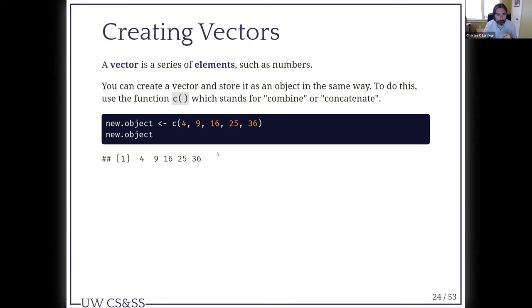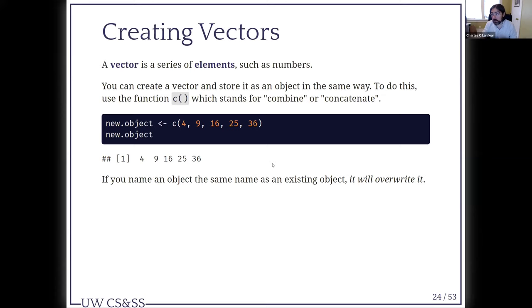Okay, so you'll notice here that I named this object the same name as an object that already existed. I named it new.object, right? Well, it just overwrote it. R is a destructive language. If you name something the same name as something that already exists, it will overwrite it. R will even do this for functions. If I assigned 4, 9, 16, 25, and 36 to the letter c, it would overwrite the function that allows me to make vectors, causing things to break rapidly, okay?